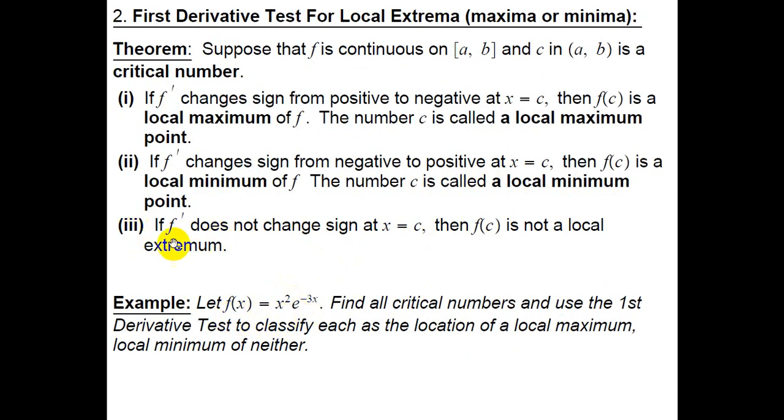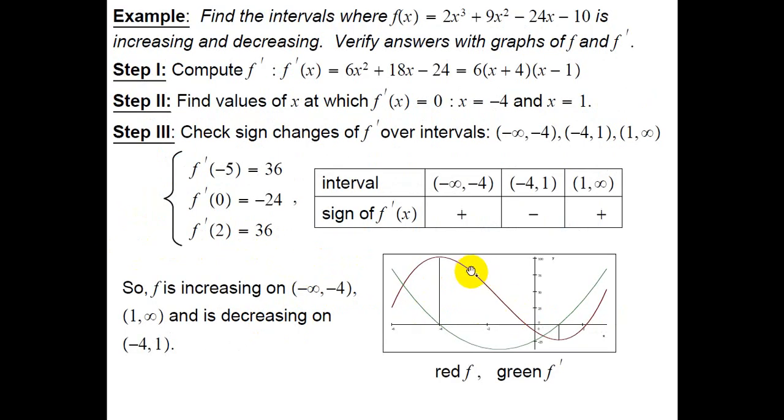Okay, let us explain the number 3 condition again. Here, within the range -4 to 0, the sign of f prime, the sign of the slope, is not changing over -4 to 1. So therefore it has no local extrema here.